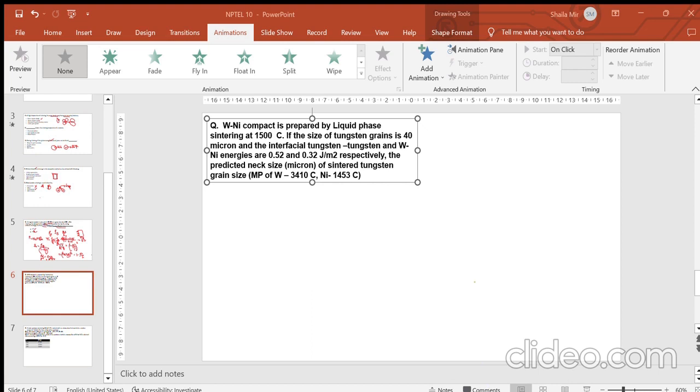So this will be equal to, because the values are given, 0.52 divided by 2 times 0.32. So what is the value for this cos theta by 2? It is 0.52 divided by 2 divided by 0.32. So this is 0.81. So you can calculate theta by 2. That is 35, I think.